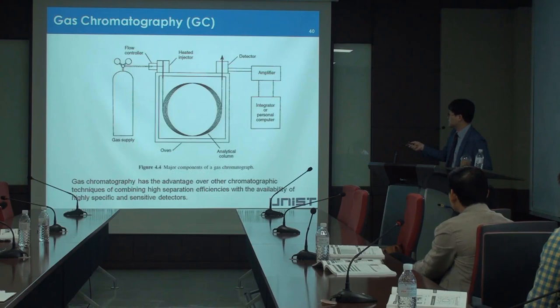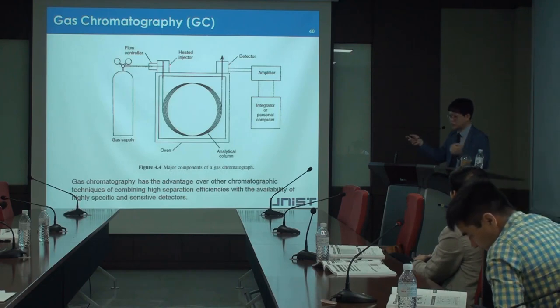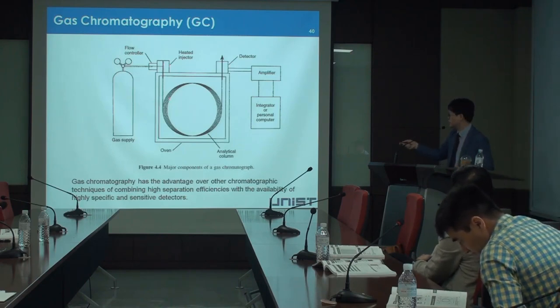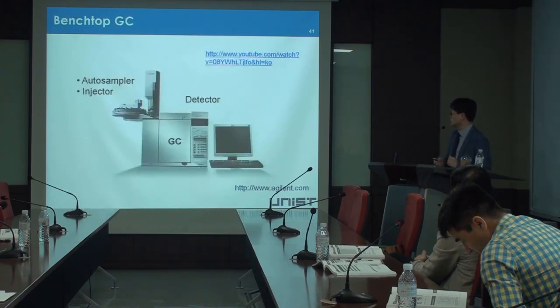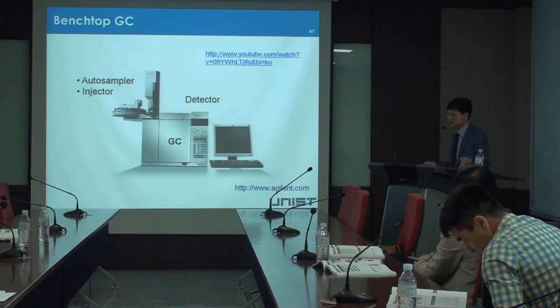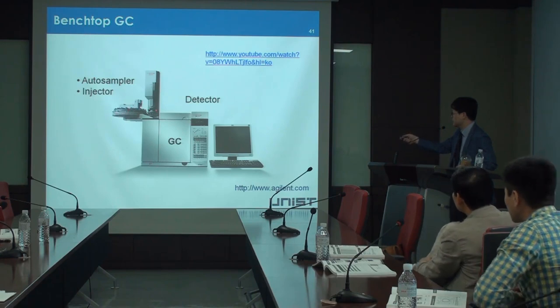So this is the basic structure: gas supply, gas bottle, and here is an injector, the injection for our sample, and this is the column oven, and this is the detector and the amplifier. And this is a computer system. Okay. So this is a photo of a widely used measurement GC. This is the auto sampler, and this here is the injector.